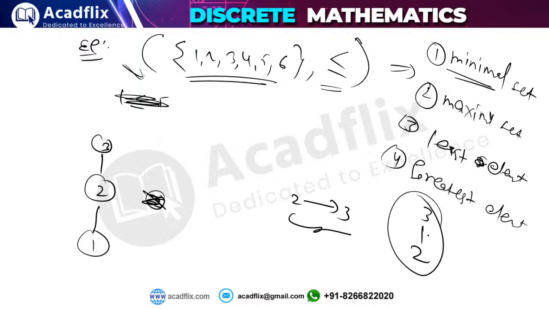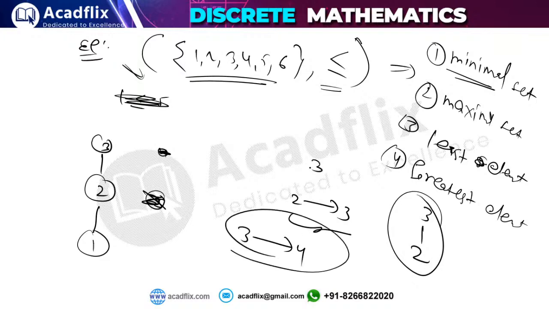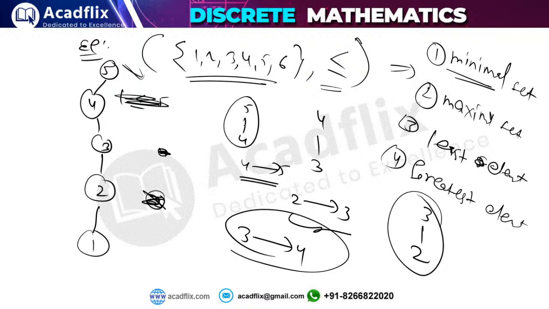Now where can I put 4? You cannot put 4 here, because 3 is related to 4, so we need to put it like this. Now where should I put 5? I should put 5 here, because 4 is related to 5. So I need to put it like this, 4, 5.